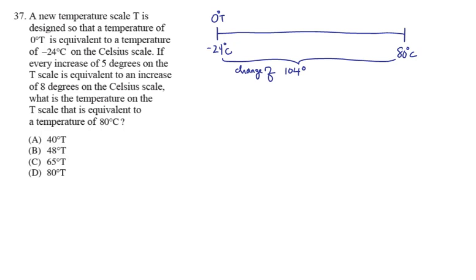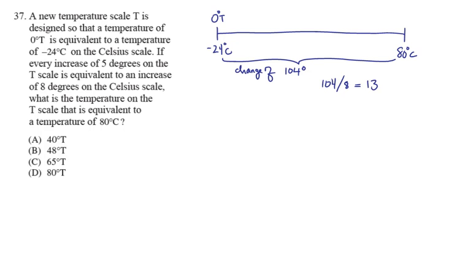And remember that every change of 8 degrees on the Celsius scale is going to produce a change of 5 degrees on the T scale. So what I would like to do here is to divide that 104 into chunks of 8 degrees. And that would be 13. So that means there are 13 steps of 8 degrees.